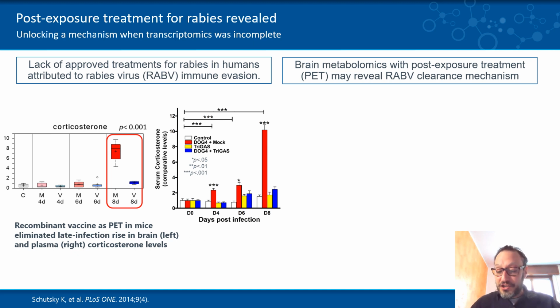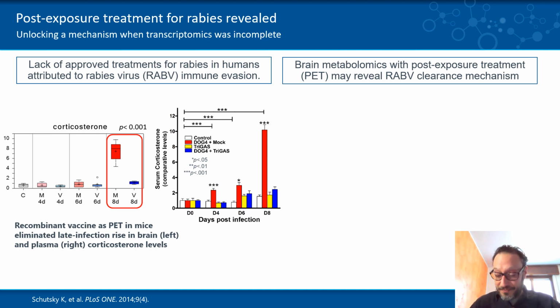The most striking change seen in mock-treated rabies-infected mice was a dramatic increase in the brain and serum of corticosterone levels, with the latter becoming elevated before clinical signs or loss of body weight occurred. The researchers in this article speculated that the rise in corticosterone is part of a strategy that the rabies virus uses to block the induction of immune responses that would otherwise interfere with its spread.